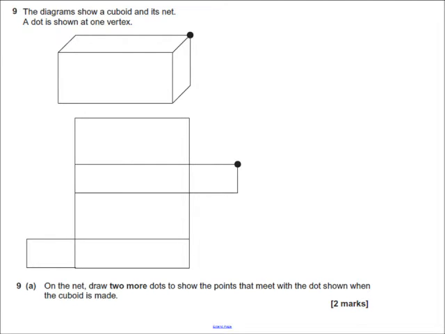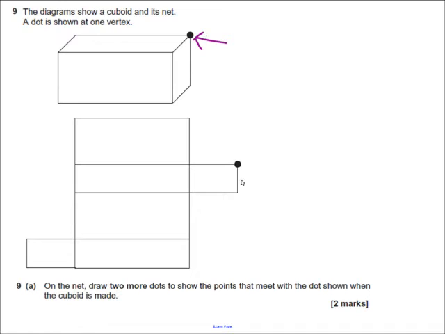Question 9. The diagrams show a cuboid and its net, and the dot is shown on one of the vertices, on one of the corners. Okay, so on question 9a, on the net, draw 2 more dots to show where the points that meet the current dot show when the cuboid's made. In other words, when we take our original dot here, where else does it appear?